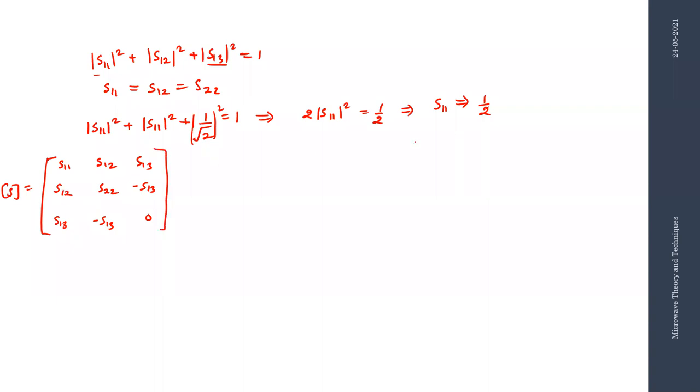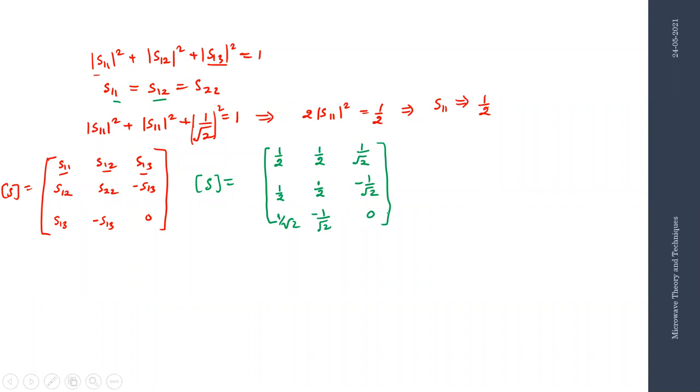So now I know the value of S11, so I will replace S11 is equal to S12, so I can replace it, right? So now I am writing the final values. My S matrix for my E plane T I am writing. Because now I know the value S11 is my 1 by 2. As S11 is equal to S12, you see. So this relation, I will write 1 by 2. S13 is 1 by root 2. This is 1/2, this is 1/2, this is -1/√2, this is 1/√2, this is 1/√2, and this is 0. So this is my S matrix for the E plane T.